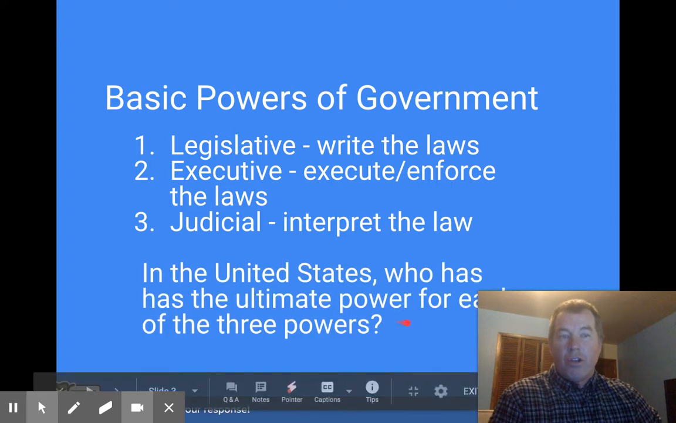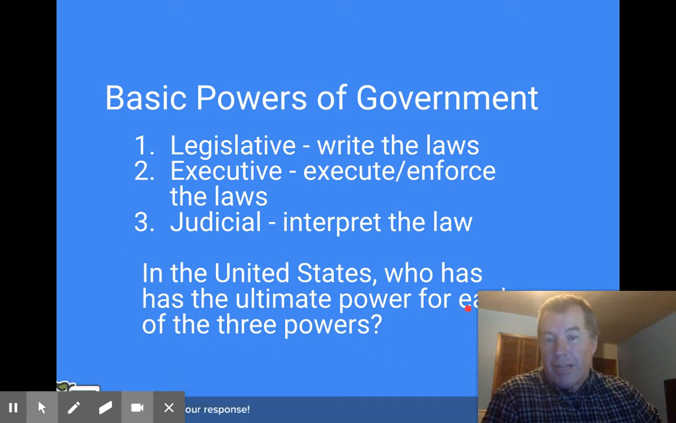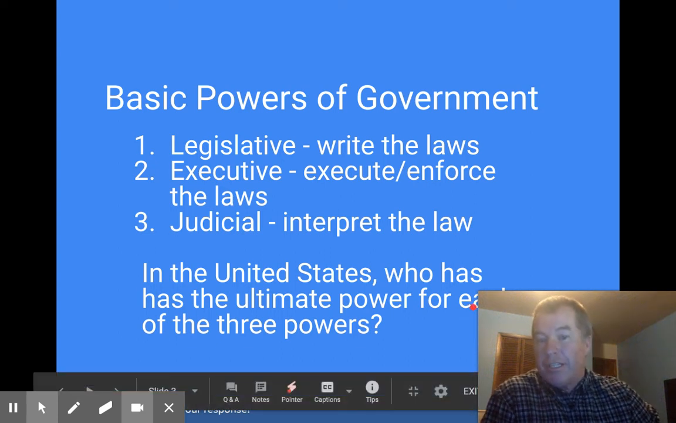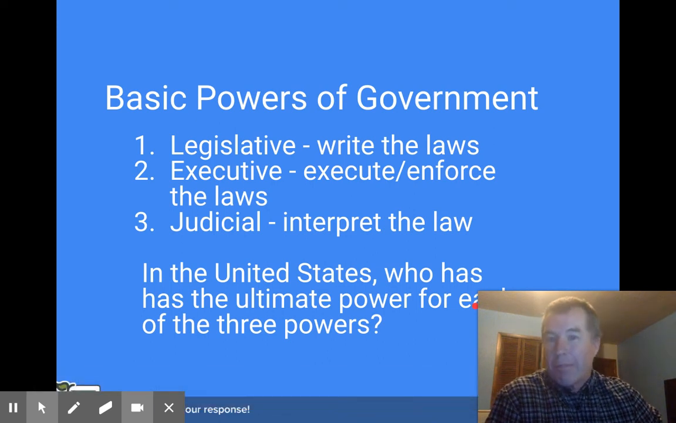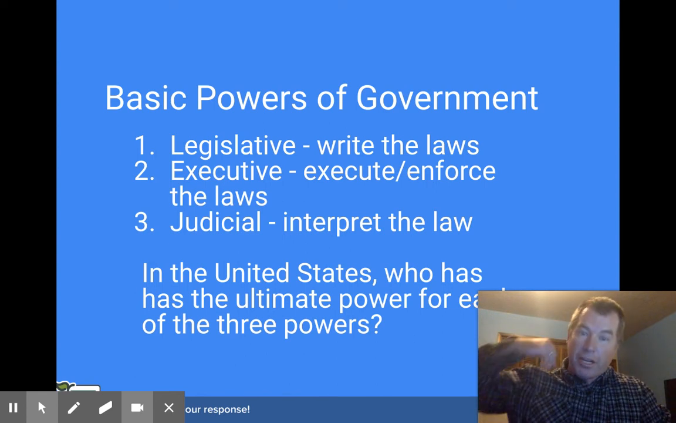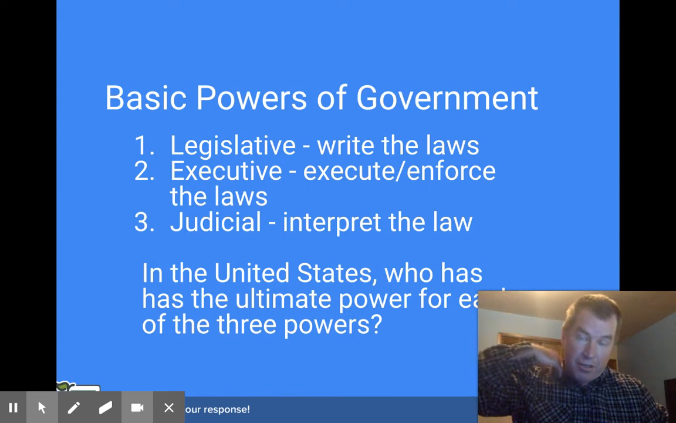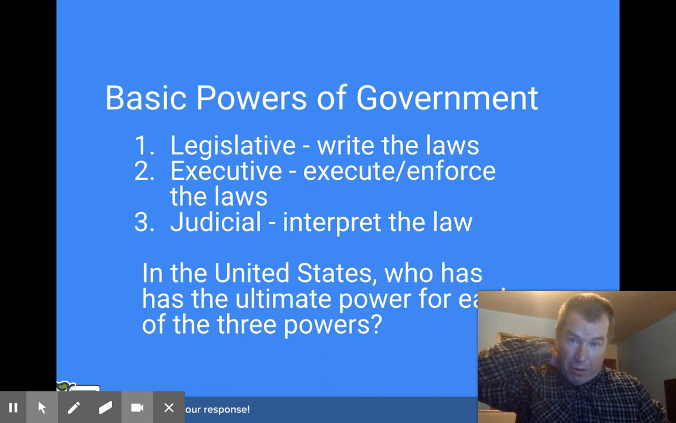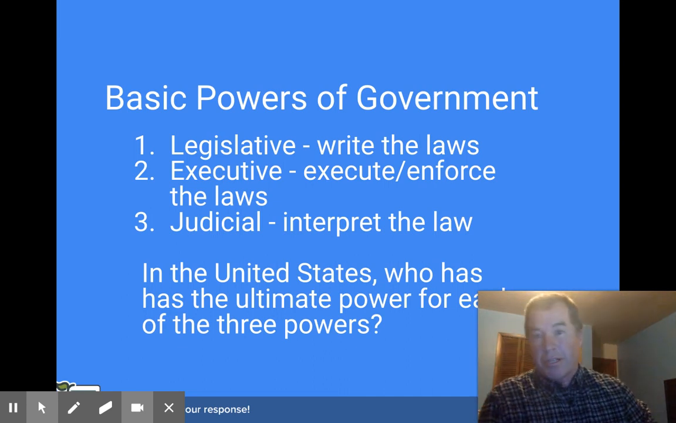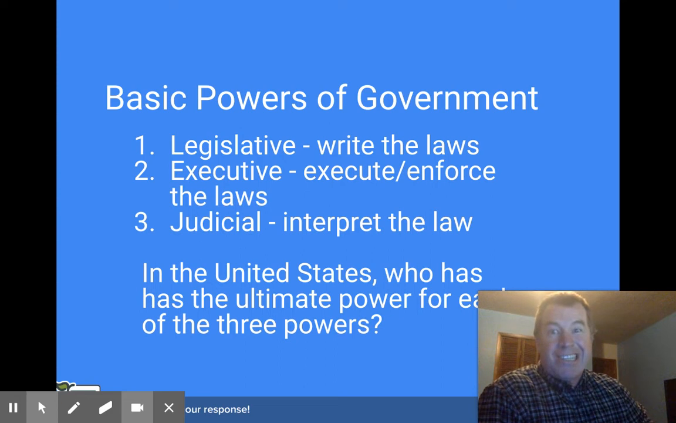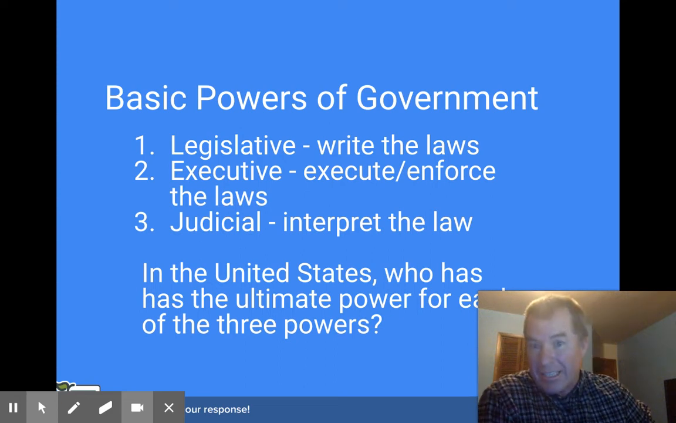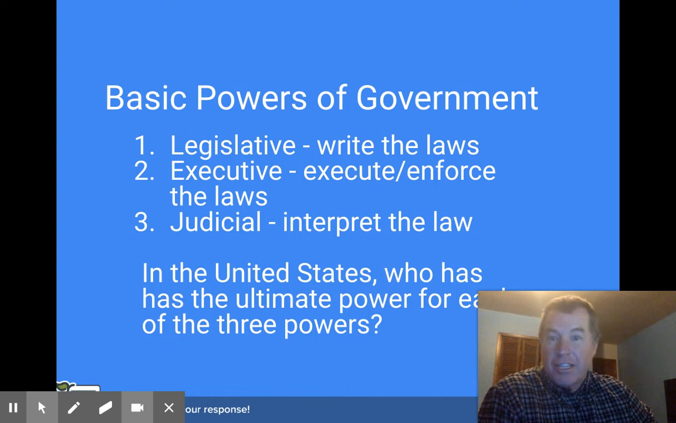So the question I would have put if we were in class is, who has the ultimate power for each of these three powers? Think about that for a second. For example, who is the legislative branch in the United States? We've talked about them quite a bit in the first couple weeks of the semester. The legislative branch is the Congress. It's the House of Representatives and the Senate.